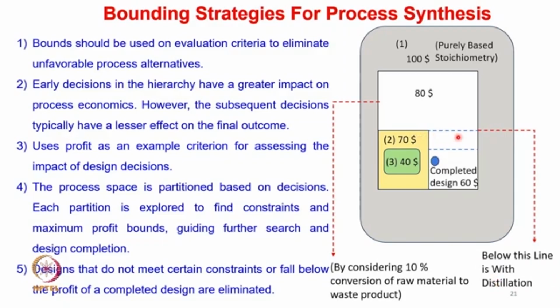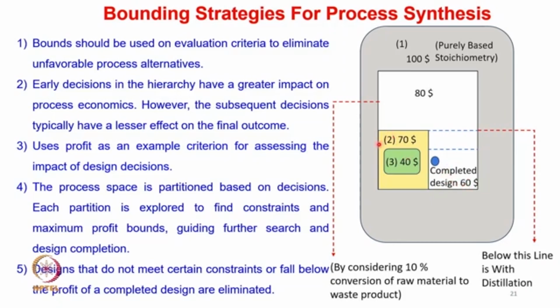Again, in this particular block we can see that there are two blocks. One is the yellow block on the left hand side, and there is a white block on the right hand side. On the right hand side, this given search space we have partitioned into two different blocks. The first block is this, and the second block is below that. In the second block we have completed the design, and let's say that the profit obtained in the second block comes out to be $60.